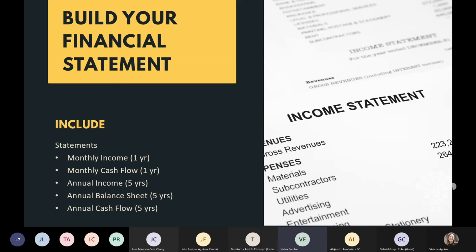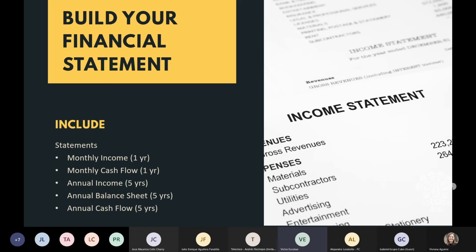Is how to build your financial statements. So the financial statement is, as its name says, a statement that will show your current situation, and that will be used for a bank in case you want to ask for a loan, or many investors will ask you about this financial statement in case they want to invest in your business.